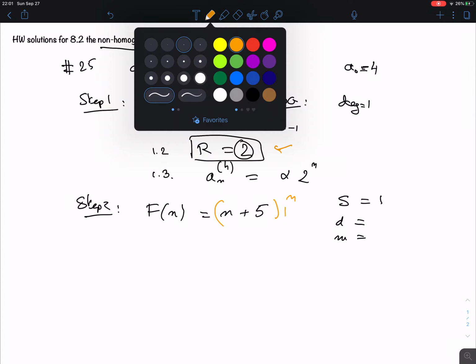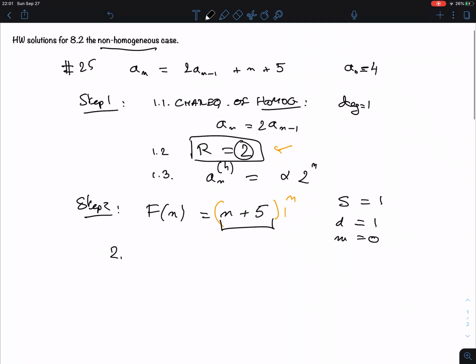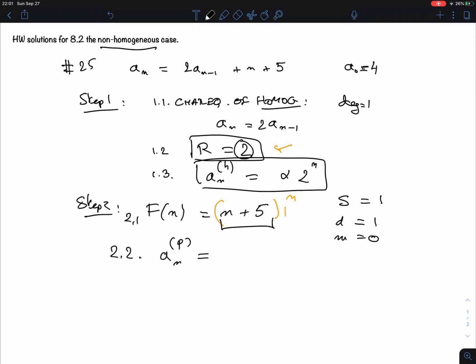And then what is d? d is the degree of this polynomial, and that is 1 here. We need this information because then, in 2.2, we can write down what a particular solution looks like. Don't forget that you have to put a p here. Be very careful denoting the things the way that I do, otherwise you're going to get confused what is what. Don't call them all a_n. Okay, so a_n^p, what does it look like?